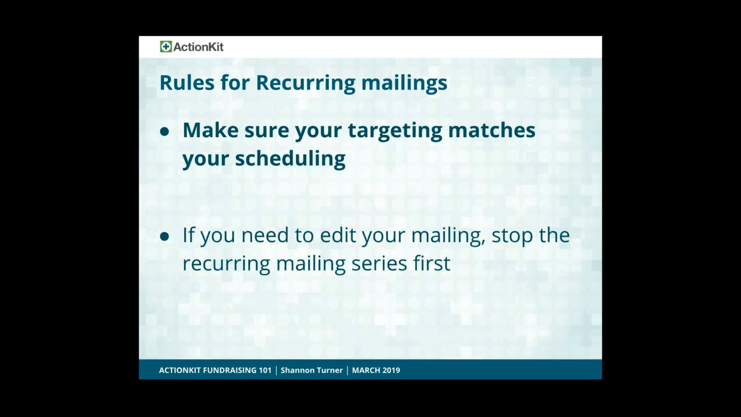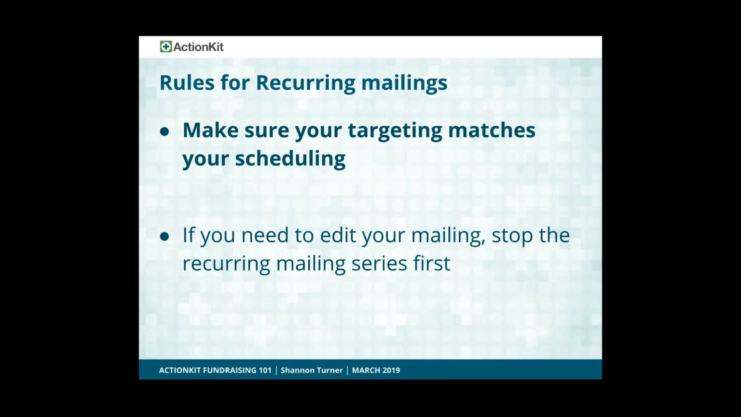Some important things to keep in mind with recurring mailings that trip up a lot of folks the first time they set them up is to make sure that your targeting matches your scheduling. For instance, if we had a mailing that was scheduled to send to recurring donors whose credit cards are expiring this month, we'd probably send that mailing at the beginning of the month, and the targeting would look at anybody whose credit card expires at the end of the month who hasn't updated it yet.